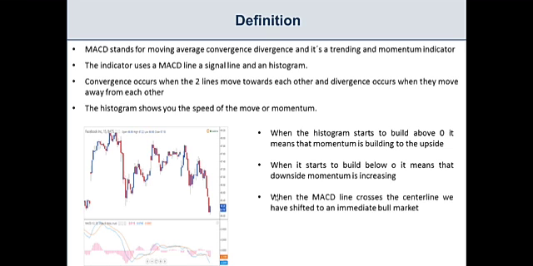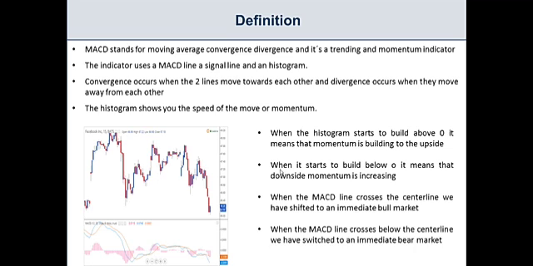When the MACD line crosses the center line, we have a shift in market bias. In this case, you can see that when the MACD line crosses below the zero line or the center line, we have switched to an immediate bear market. When it crosses back above it, we have switched to an immediate bull market. Now, this is the overall look of the MACD. Now let's go see the actual setups that we will be looking for with this indicator.